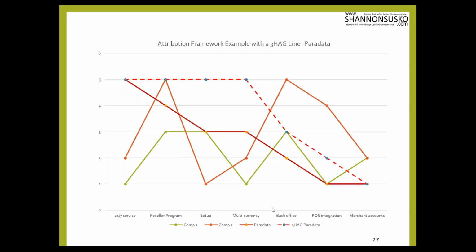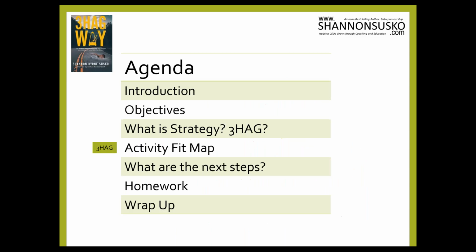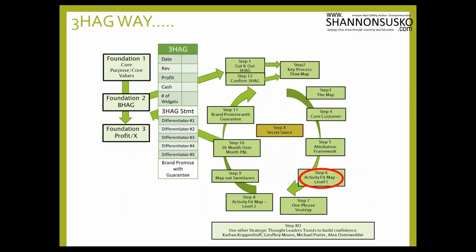We then decided on the white space that was available and, thinking about our core customer, what we should be good at, where we should move our current line to our 3-HAG line, our 3-year highly achievable line. And this is, in this example, what it turned out to be. I hope you've done those steps and that you have the picture on the wall. Because where we want to go to now is working from the things we decided we wanted to be good at that mattered to our core customer, and what are the differentiating actions we need to put in place as an organization. So let's roll into the activity fit map.